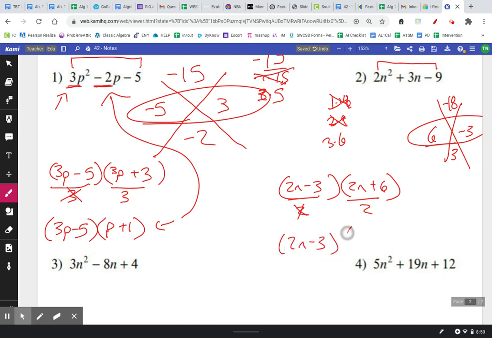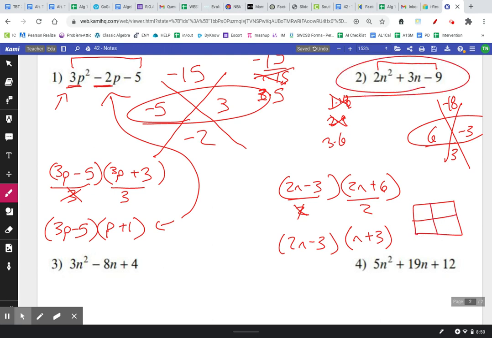Let's check out this next one. 2 divided by 2 is 1. So we're going to have n left over. 6 divided by 2 is 3. Box method that bad boy back up and make sure that you get this original trinomial there.